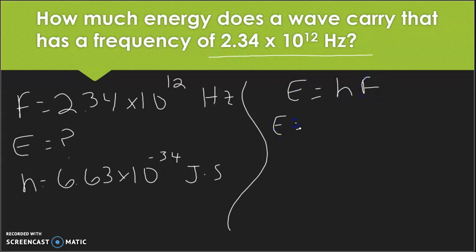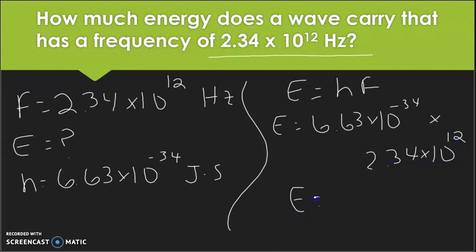So energy equals H, 6.63 times 10 to the negative 34, times the frequency, 2.34 times 10 to the 12. And again, pause the video, please, and type this in to make sure you're typing it into the calculator correctly. And you should get an energy value of 1.48 times 10 to the negative 21 joules.